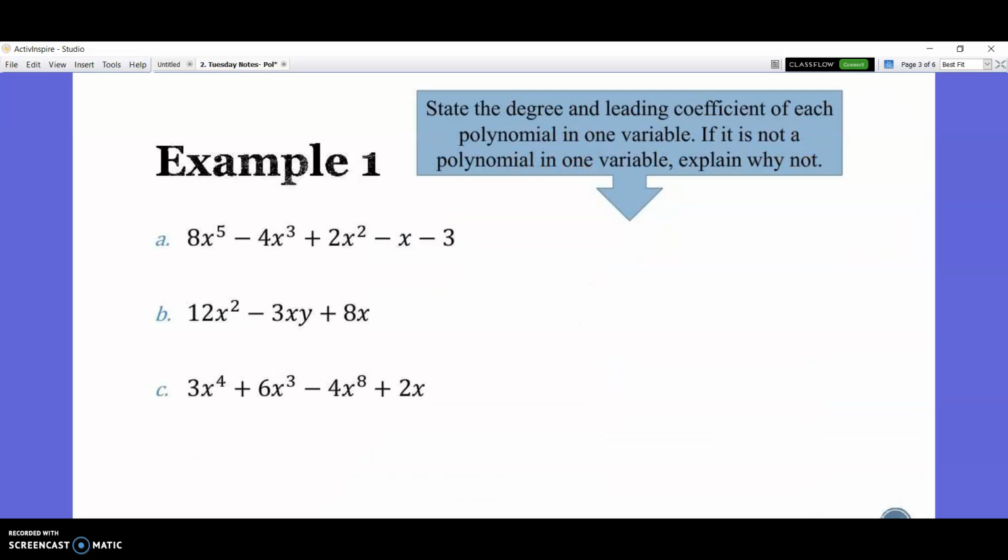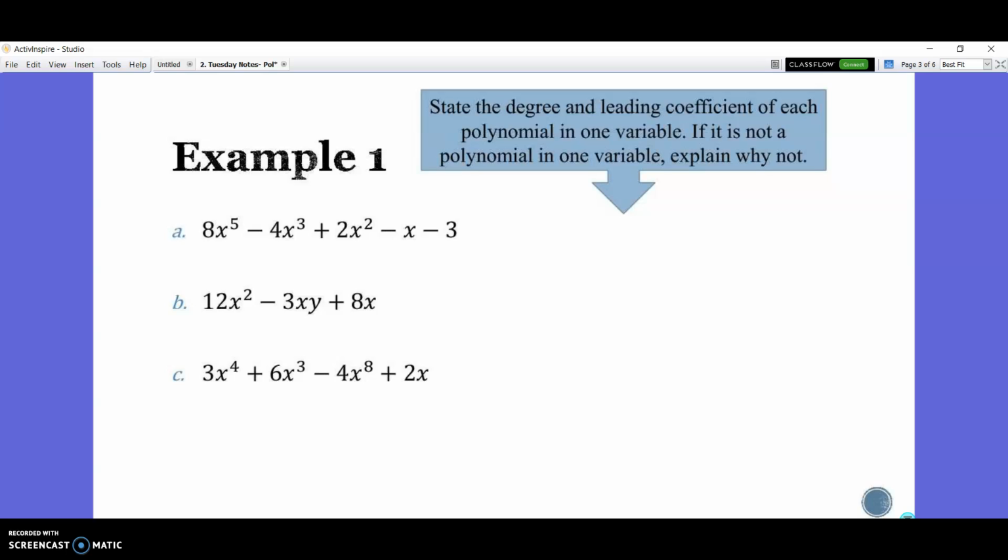State the degree and leading coefficient of each polynomial in one variable. If it's not a polynomial in one variable, explain why. So pause the video and you can try these on your own. Pause it and see if your answers are correct. So here, our degree, I look for the largest exponent and it is 5. So degree is 5, leading coefficient is going to be 8.